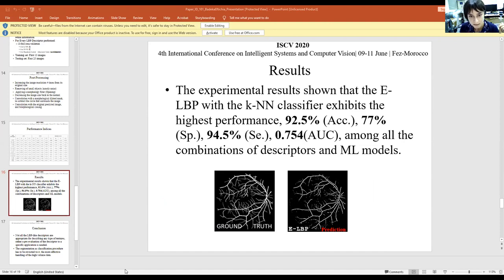Professor Fazazi, it's very hard to get the names there. She is presenting her work.